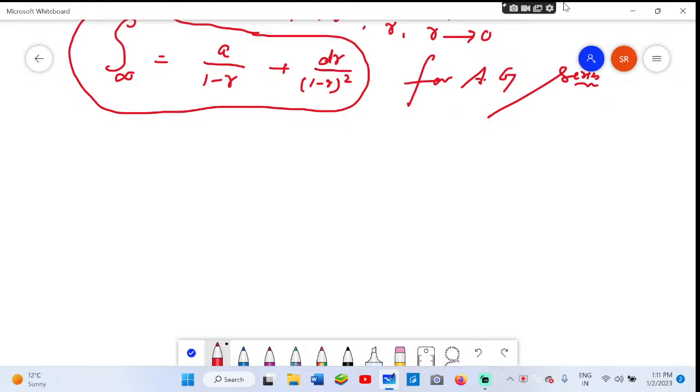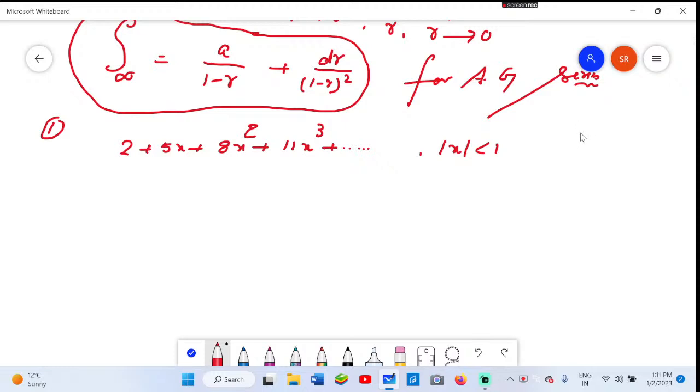Let us move to the application part. See, first problem we take. Sum to n terms of the series. Series is given to us. It is 2 plus 5x plus 8x square plus 11x cube onwards. Numerical value of x is less than 1. Deduce sum to infinity also. Deduce S infinity.